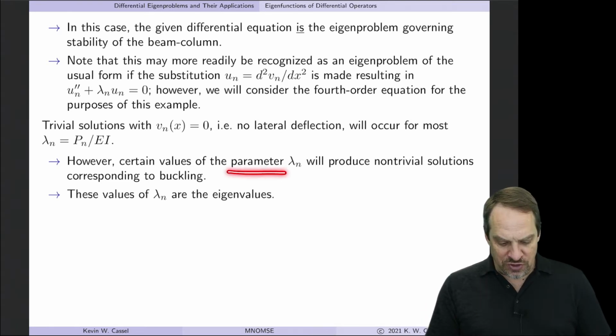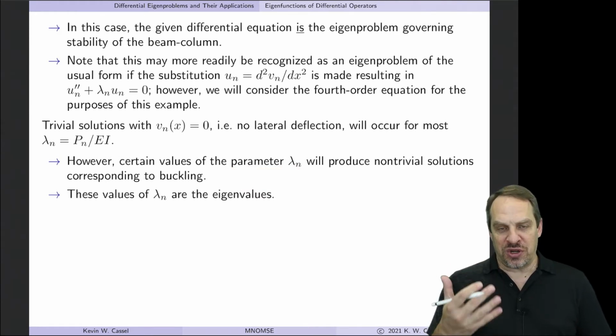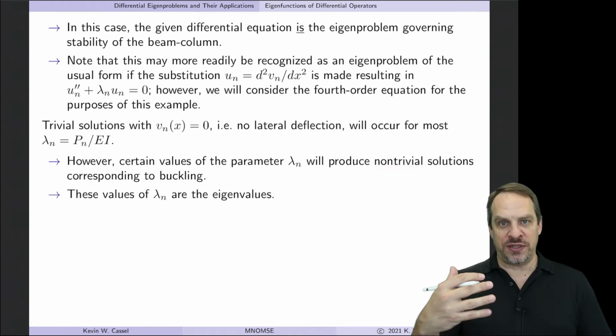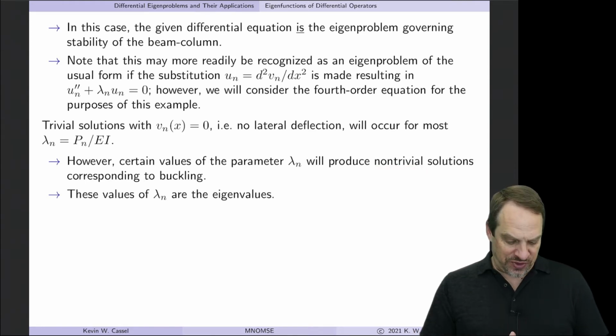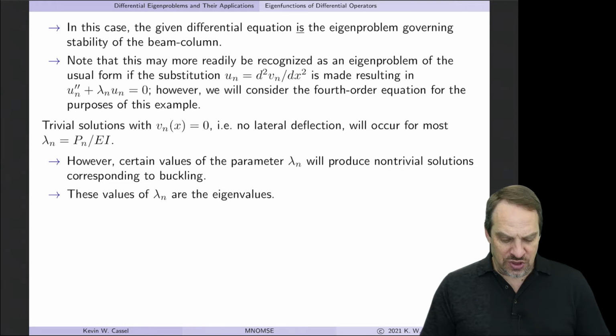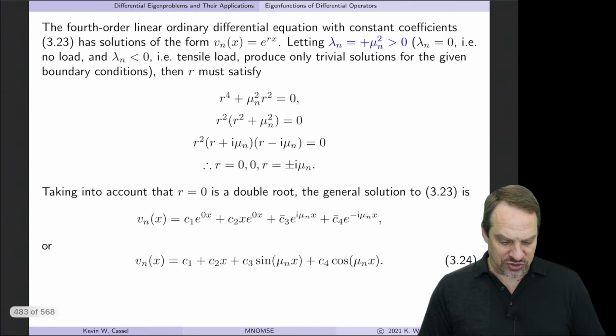So what we're looking for are the special values of lambda that correspond to a buckled or an unstable beam. And these occur when we have a non-trivial solution, so a non-zero lateral deflection. And those values of lambda correspond to the P's, which are the compressive loads acting on our beam. So that's what we're looking for: the values of lambda that give us non-trivial, and therefore buckled, solutions.